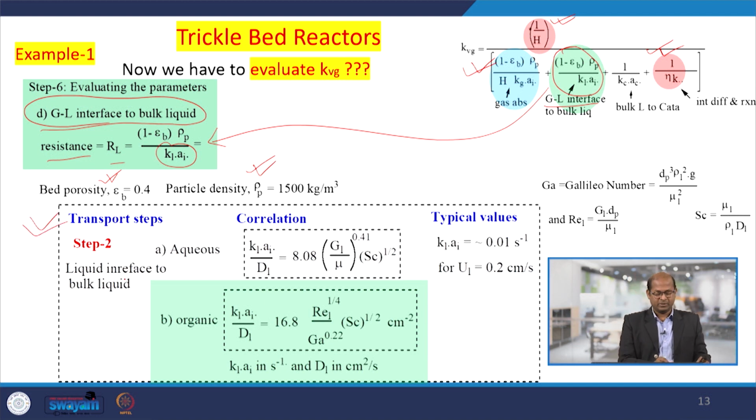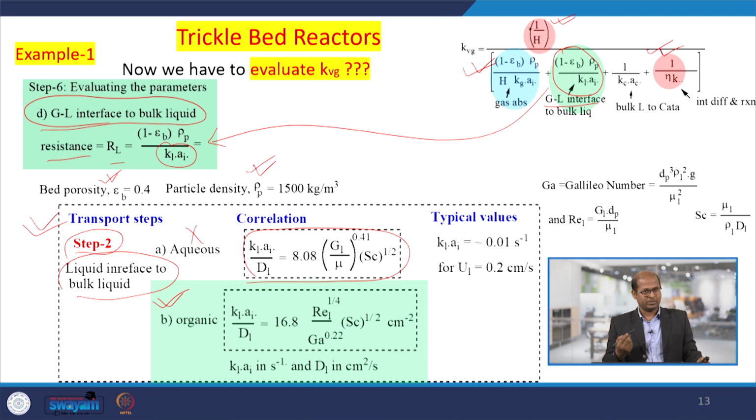These correlations we have discussed in your previous class. Our system is organic, therefore we are taking this, not this. This correlation is for aqueous medium, but in our case the second component B was organic. Therefore, these correlations we have to use.